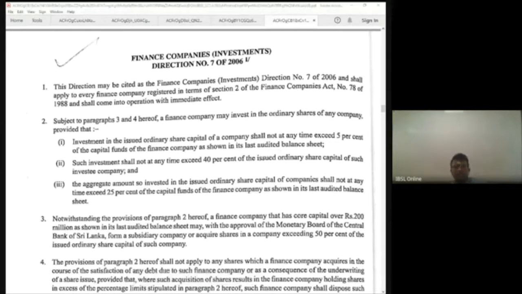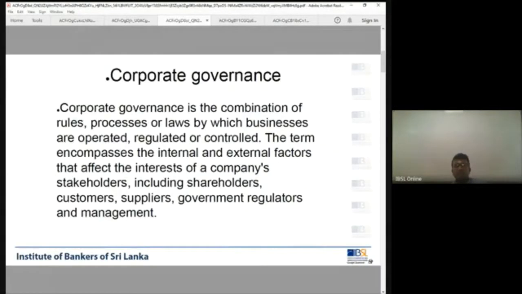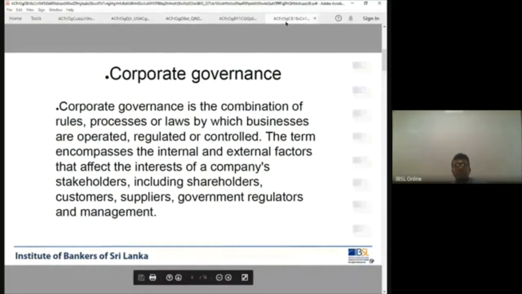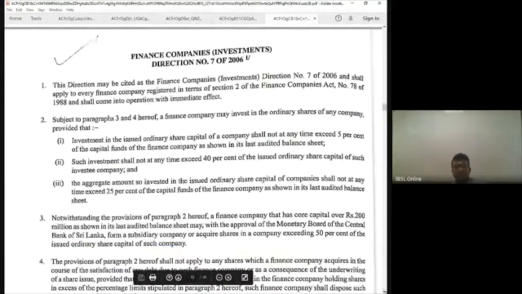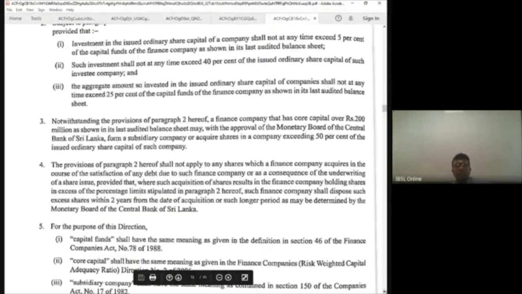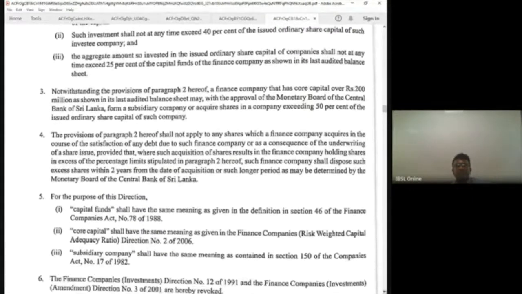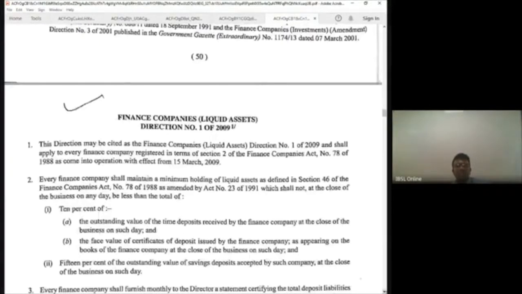Now, if you go through the top 20 shareholders list of Softlogic Insurance PLC, you will find that the number 6 position belongs to CDB Finance Company. So a finance company can invest in shares of another company as an investment. You can read it carefully. The answer is yes, you can.